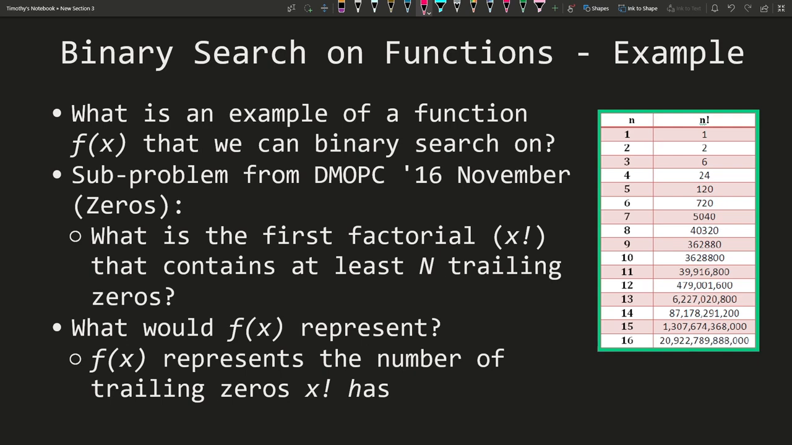Okay, so what is an example of a function f of x that we can perform binary search on? Well, one example would be one of the subproblems from DMOPC 2016 November zeros, and it essentially asks us what is the first factorial that contains at least n trailing zeros. So in this case, what would f of x represent? Well, f of x represents the number of trailing zeros x factorial has.